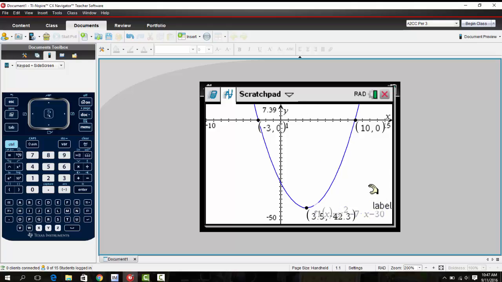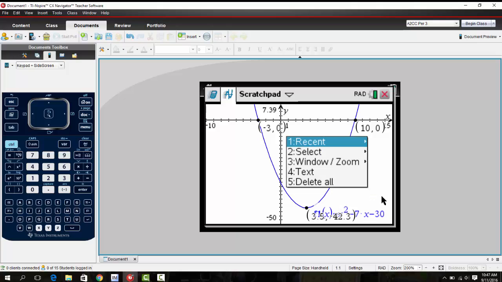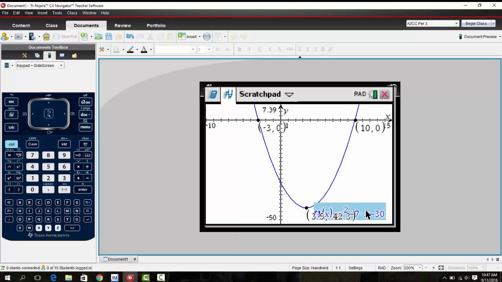If you can't see it well, you'll want to move a label out of the way by clicking and holding and dragging. Shift click in the middle of your touchpad closes that hand for you, and you can see that the vertex is 3.5 and negative 42.3. Again, we didn't need that for the problem to solve, but it's nice calculator review.